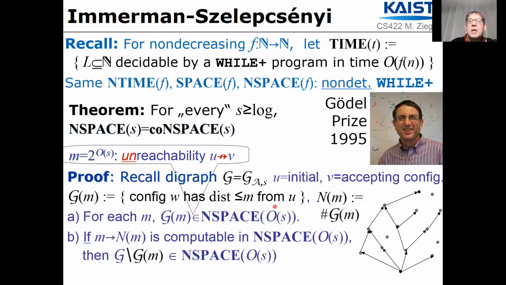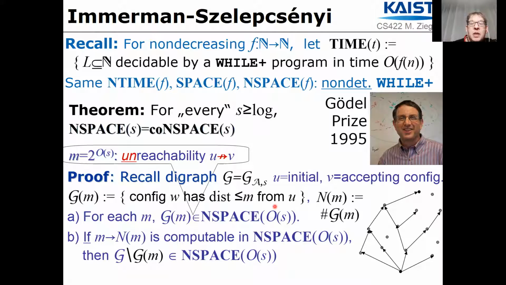The first intermediate claim is that if we can compute, or if we know, the number of nodes reachable within a given number m of steps, then one can also non-deterministically guess and verify that a given node is not reachable within that number of steps.